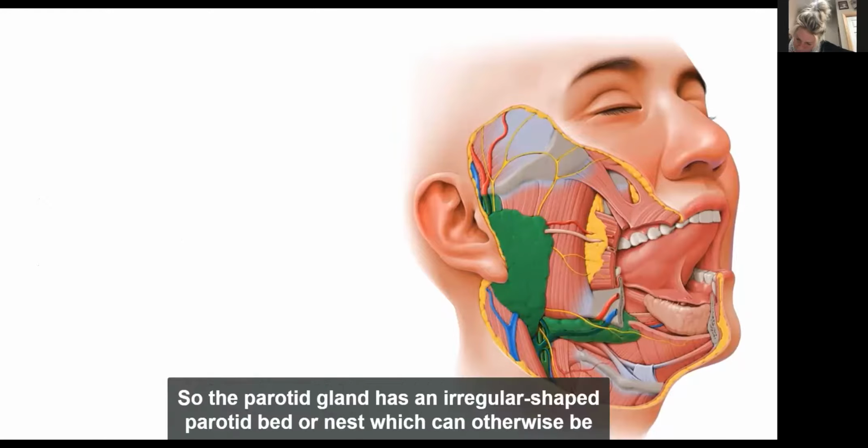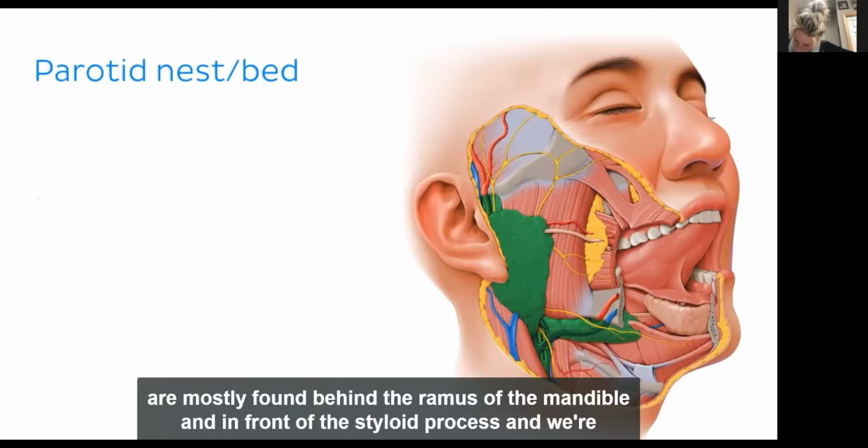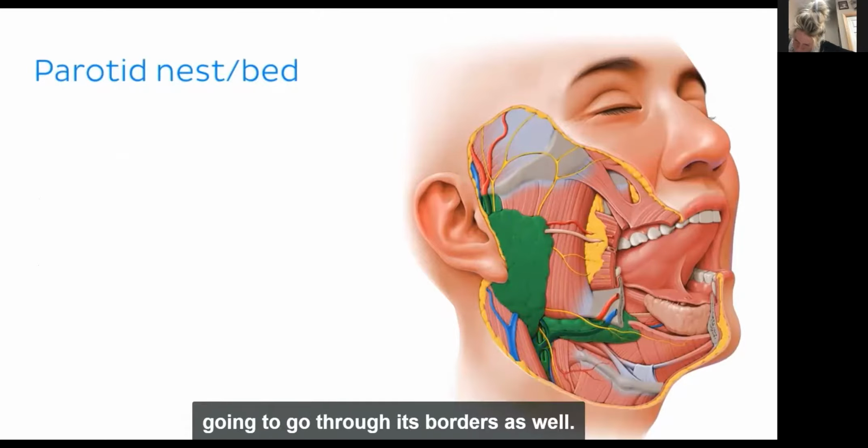You can also feel this muscle when you turn your head from side to side. So the parotid gland has an irregular shaped parotid bed or nest, which can otherwise be described as the structures surrounding and touching the parotid gland. And these structures are mostly found behind the ramus of the mandible and in front of the styloid process, and we're going to go through its borders as well.